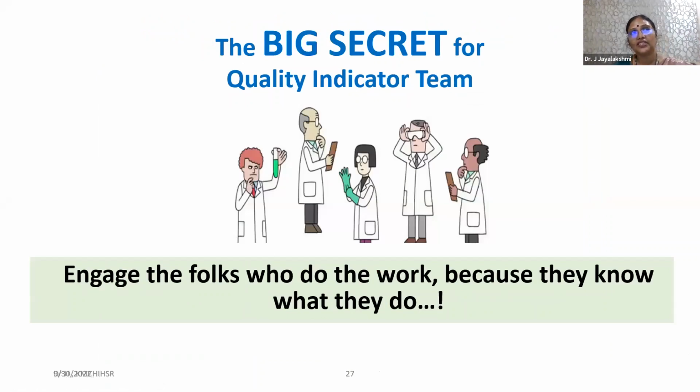The big secret, for the entire quality indicator team, is to engage people who do the work. Most of the decisions are taken by people who really don't do it. Sometimes I feel when you start higher up in your professional hierarchy, you kind of miss out on the actual joy of doing certain things. But it's good to sit down and talk to the folks who really do the work and say, okay, where is it going wrong?